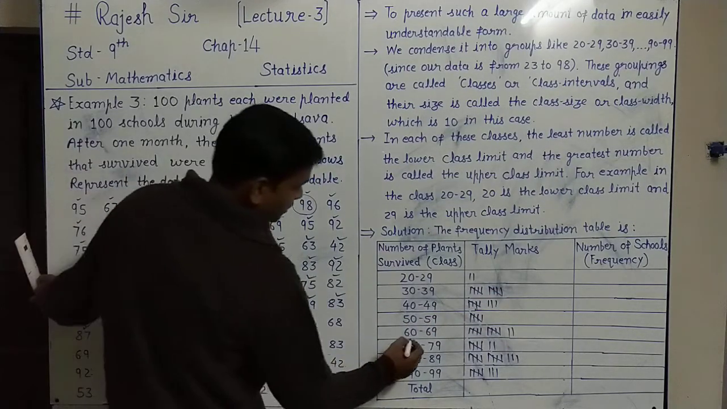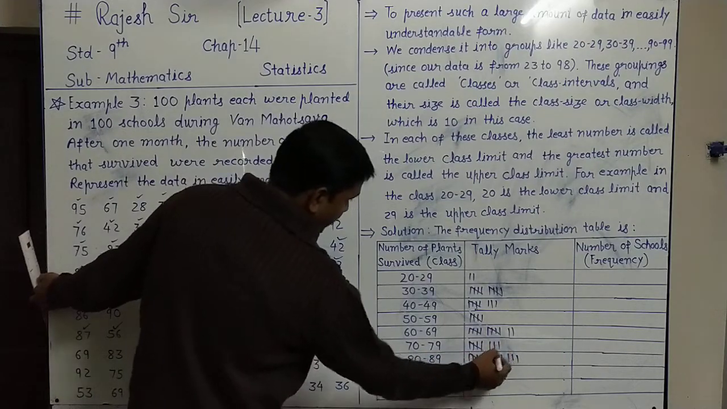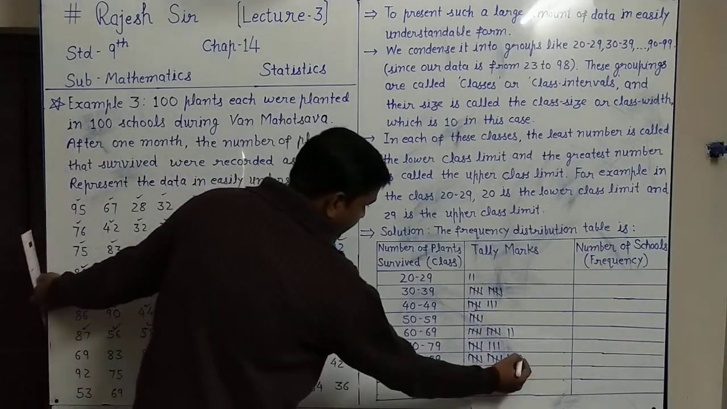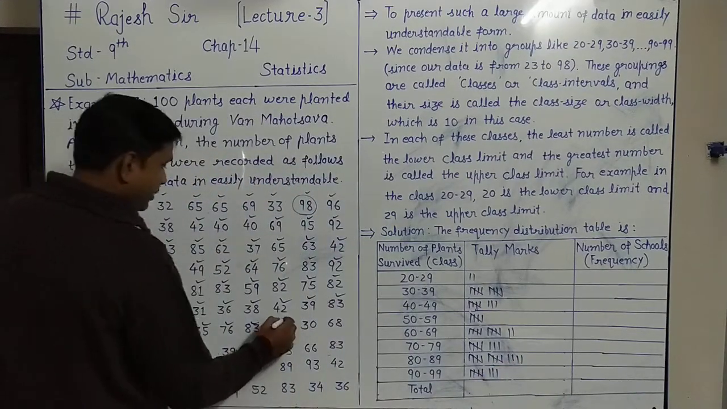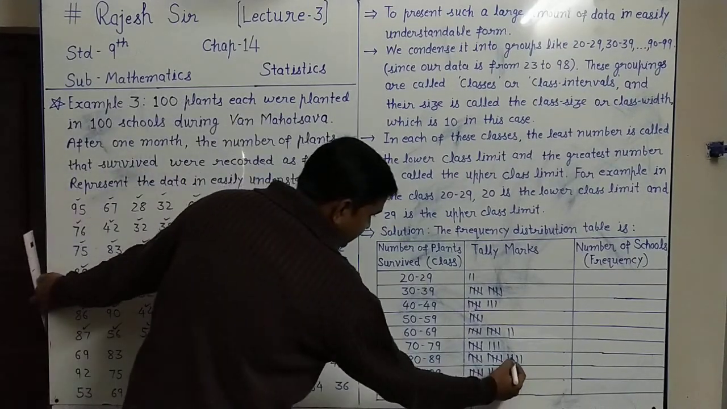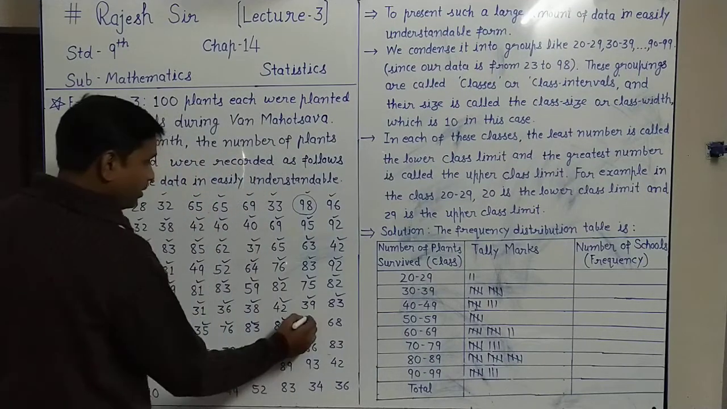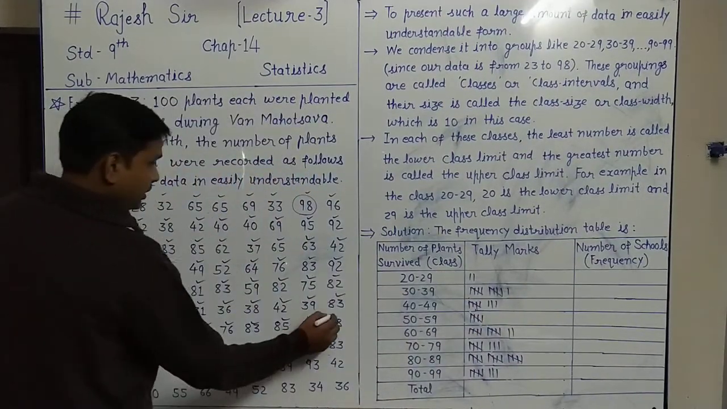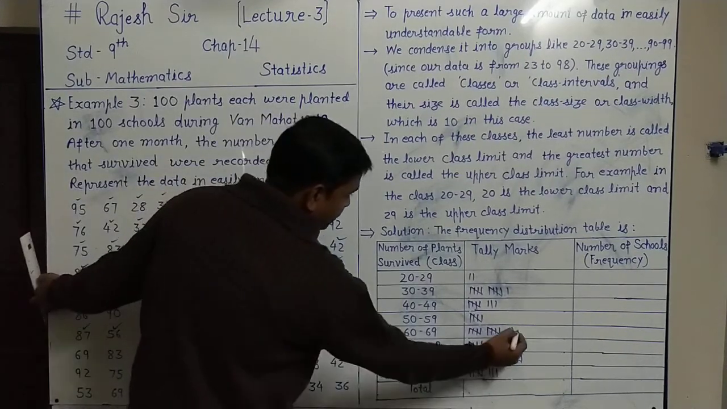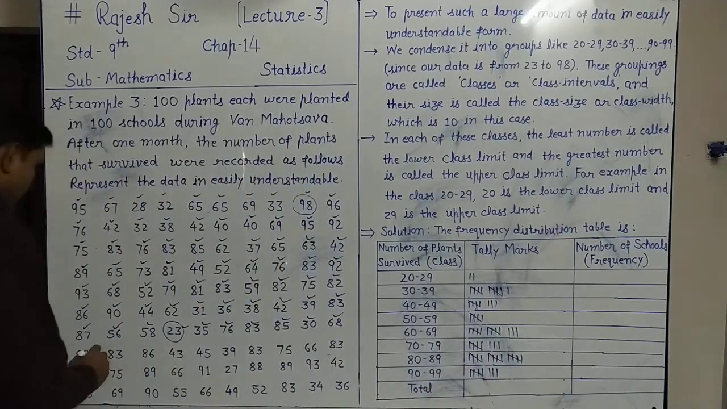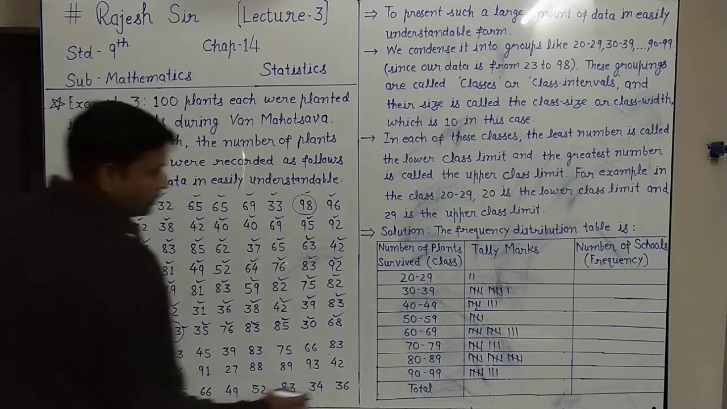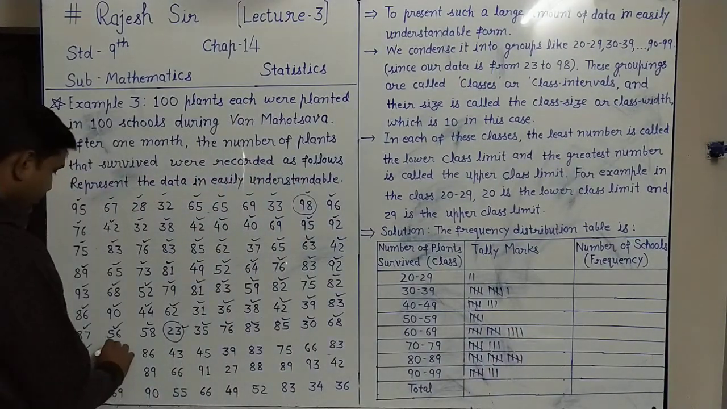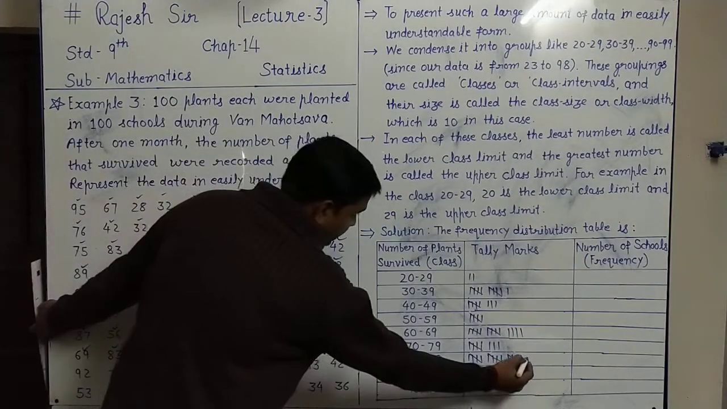76, 70 to 79. 83, 80 to 89. 85 in the same fifth one. 30, 30 to 39. 68, 60 to 69. Next 69, 60 to 69. 83, 80 to 89.